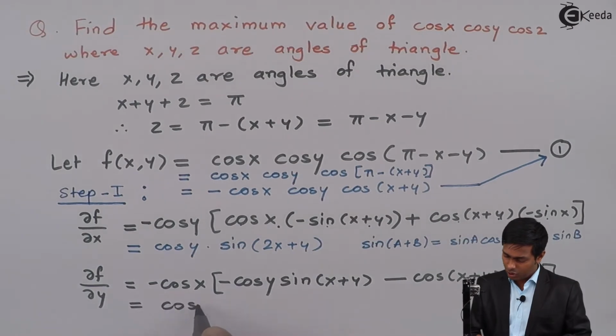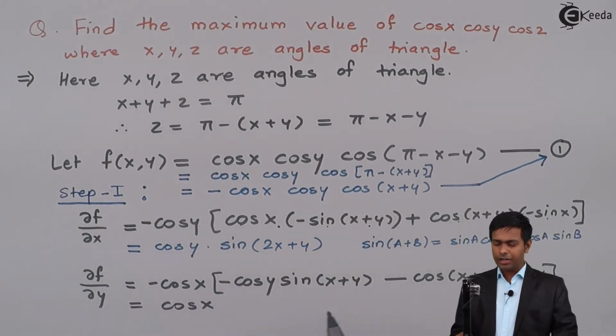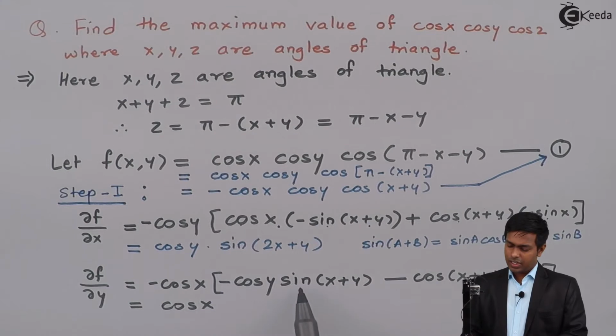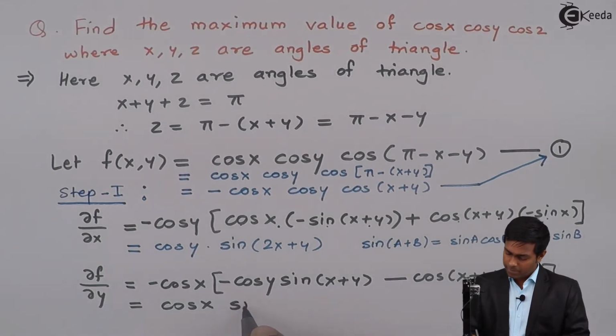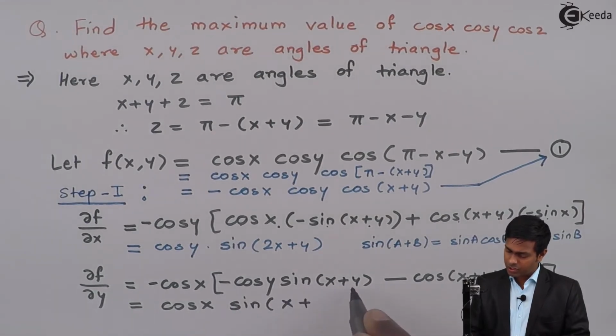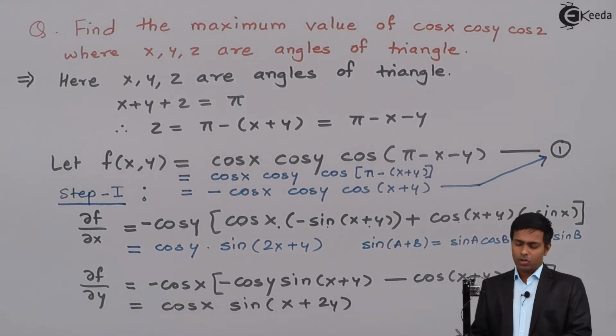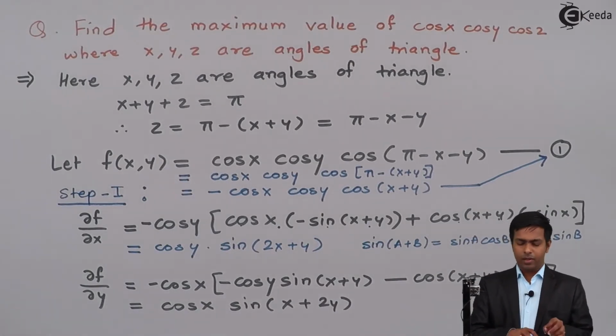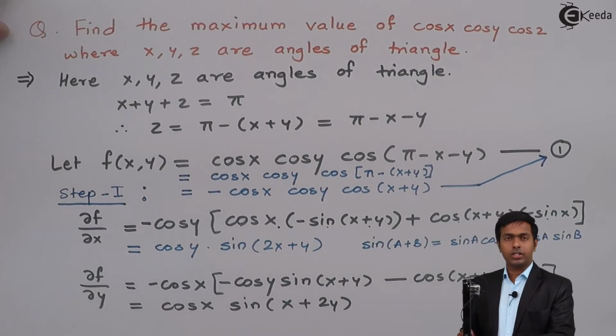So here we'll get cos x, and here we'll get the formula sin A cos B + cos A sin B. It means the same formula we are getting. So here we'll get sin(A + B), that is sin(x + y + y), so that is x + 2y. So that is the value of ∂f/∂y. Now we'll find out three more values.